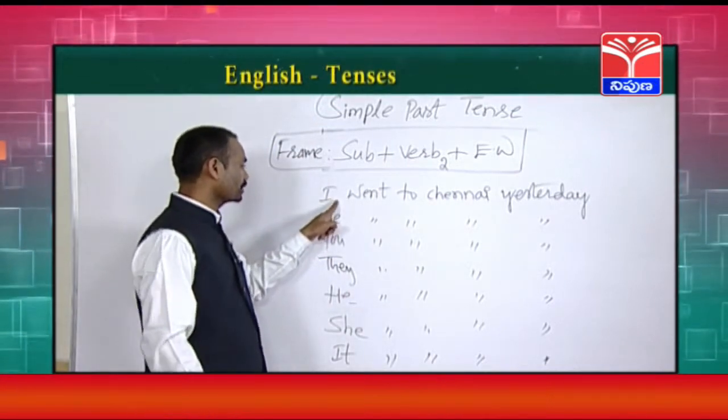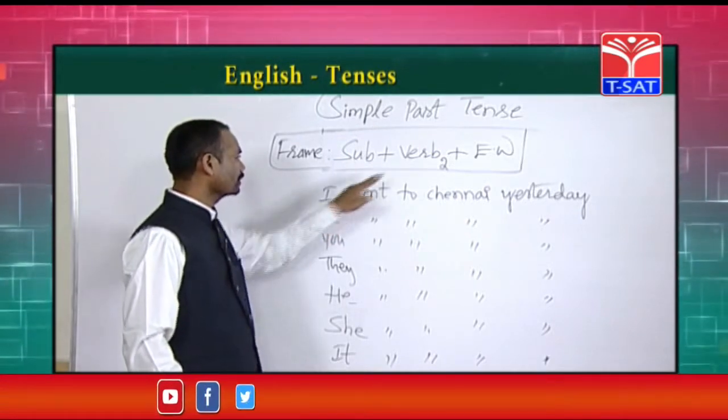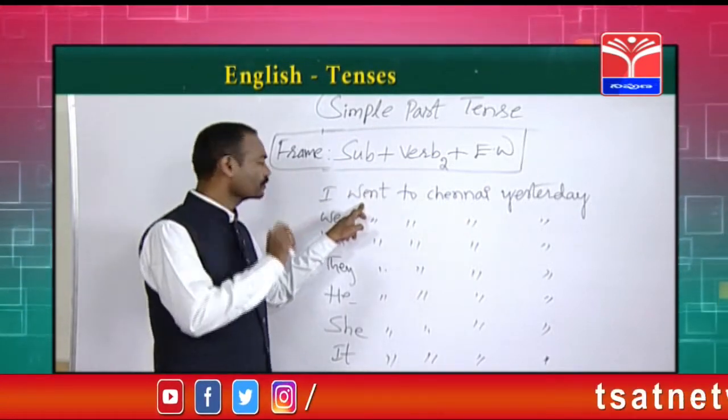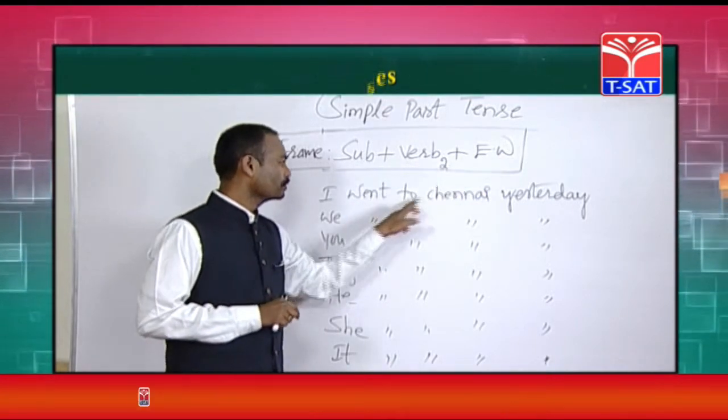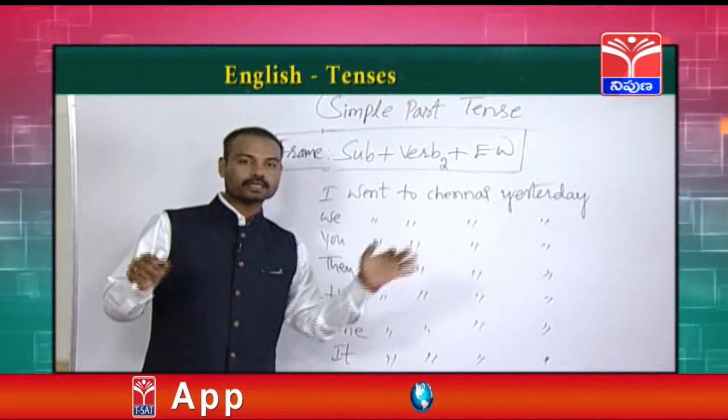First let's take subject I. First subject I, next verb second form: go, went, gone. So the second form of go is went. Then extra words, to Chennai yesterday. I went to Chennai yesterday.